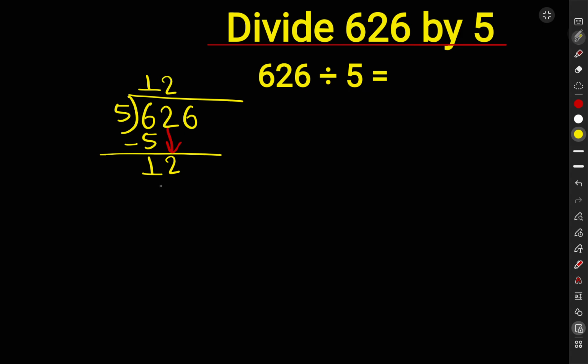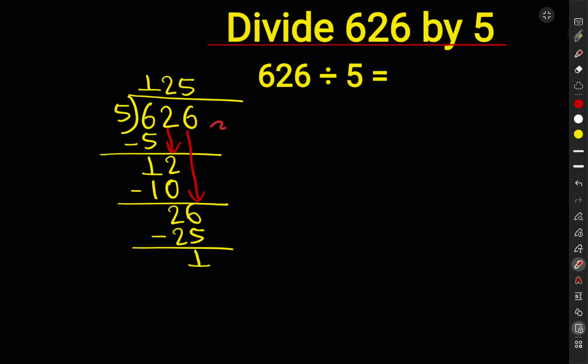5 times 2 is 10. On subtracting we get 2. So again we put down this 6 and it is 26. 5 times 5 is 25. On subtracting we get 1.